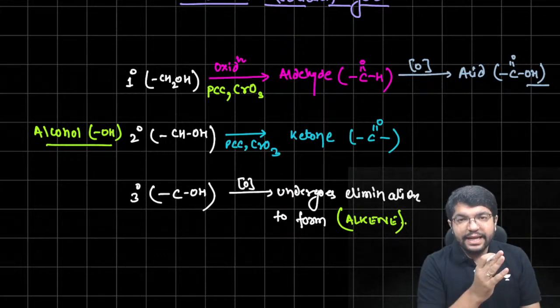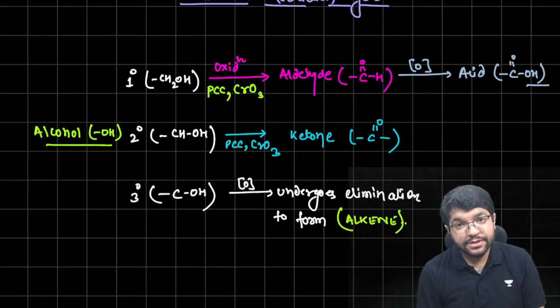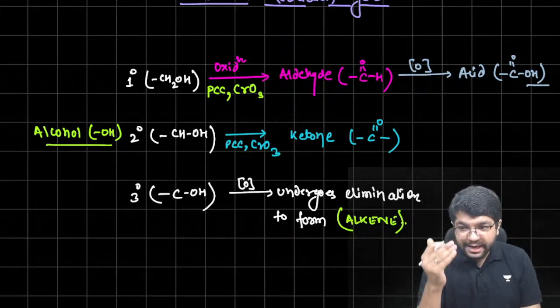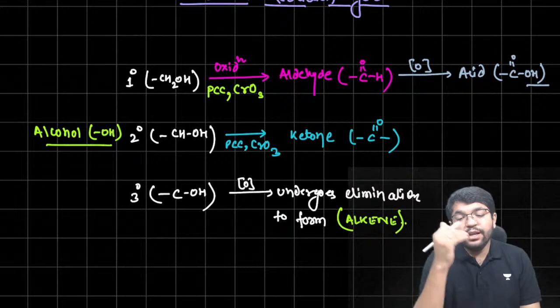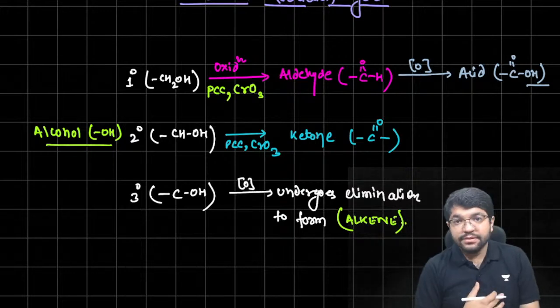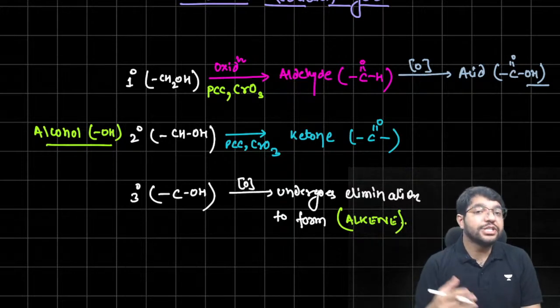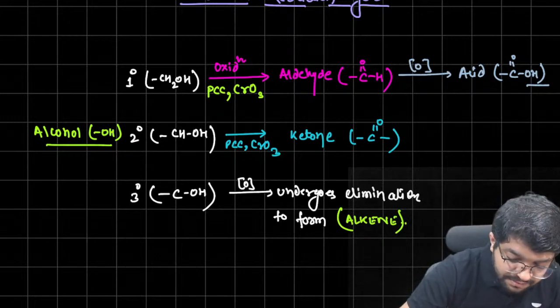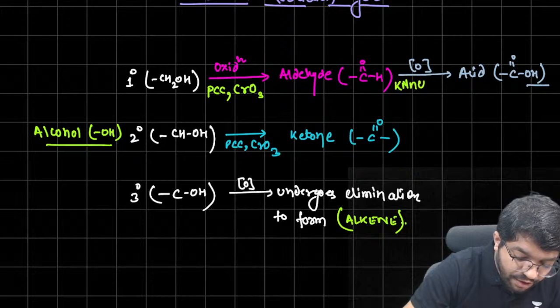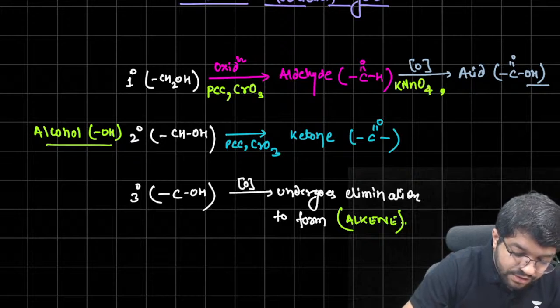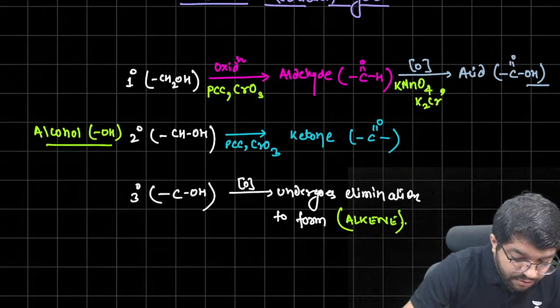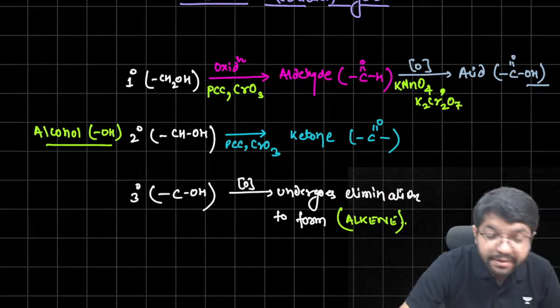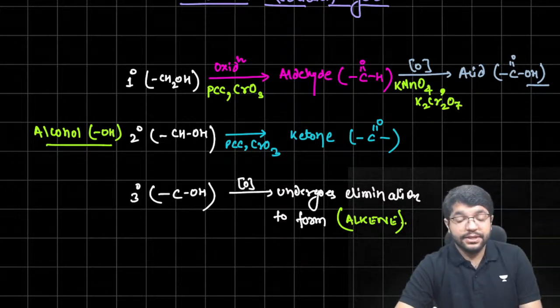I oxidize aldehyde, I become acid. So it's going to be alcohol, aldehyde, acid. Alcohol, aldehyde, acid. This is going to be my oxidation cycle. And how do I do that? So there are 2-3 reagents. Something is called KMnO4, something which is called K2Cr2O7, dichromate and permanganate ions.